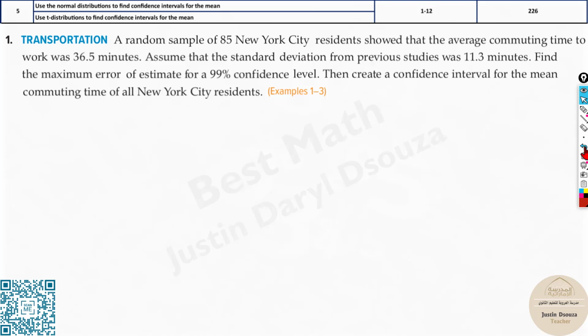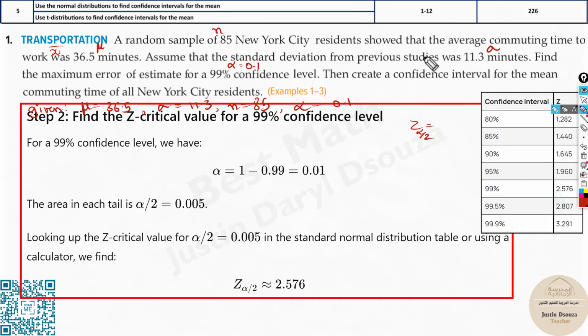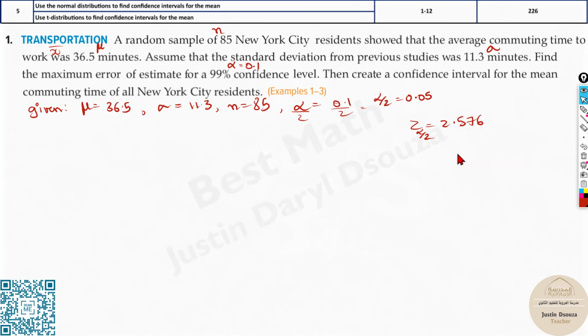Anyways, we'll go back to the question over here. So we have all the given information. This one, I'll just note it out from here. That will be equal to, for alpha is 0.1, but that will be divided by 2. You just divide it by 2, it will be alpha by 2 is equal to 0.05. But you don't need to do all that because the table directly gives you this value. What is it? 2.576. So that will be the z value.